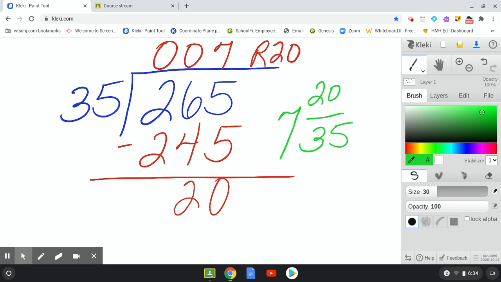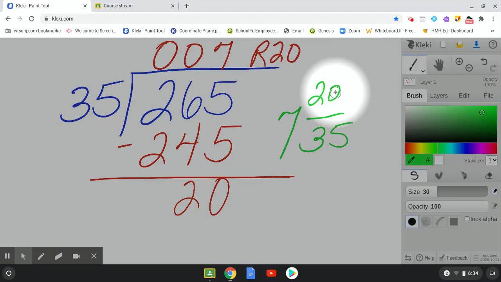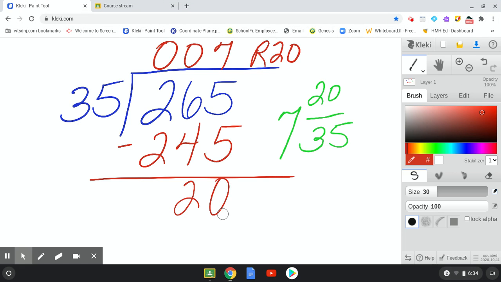Now, we need to see if we can simplify 20 over 35. Well, 20 and 35, they meet the 5 rule. Remember, a number is divisible by 5 if it ends in a 0 or a 5. And it just so happens my numbers end in a 0 and a 5. So I know I can divide these by 5 to simplify them down.